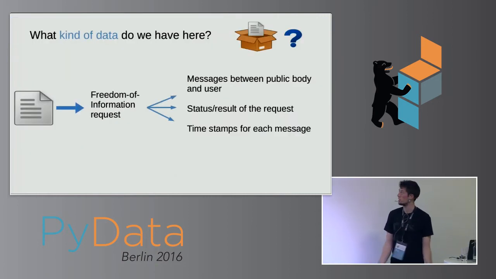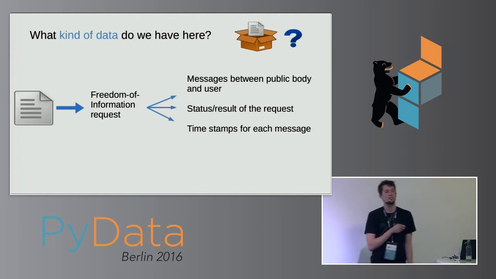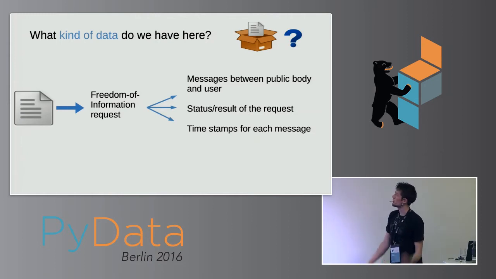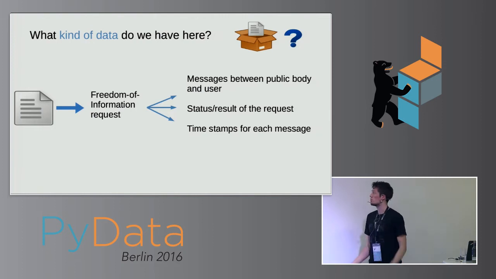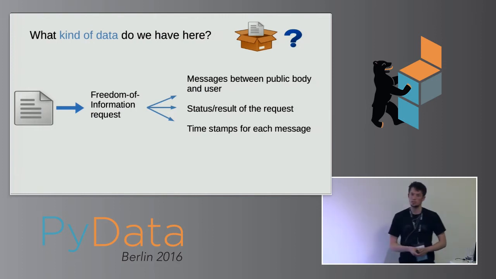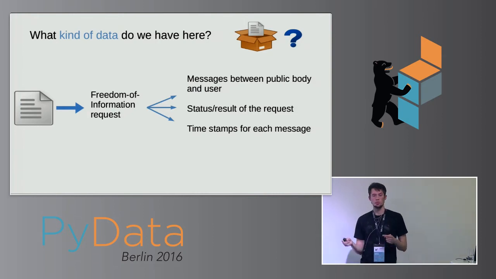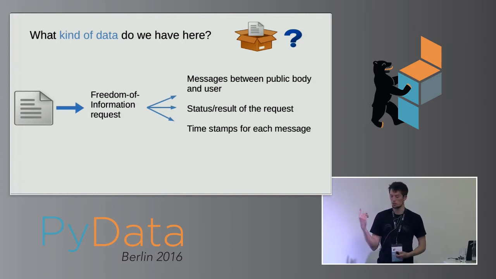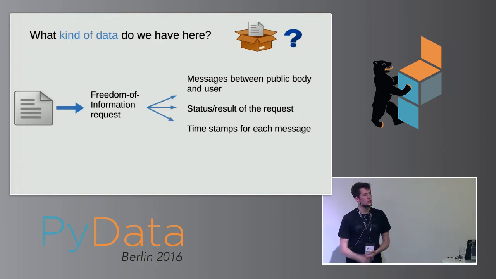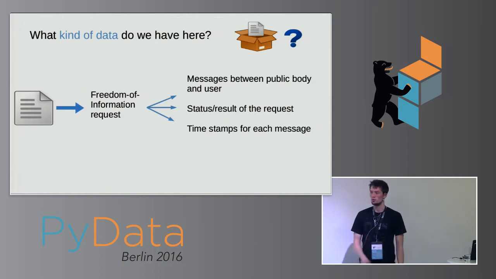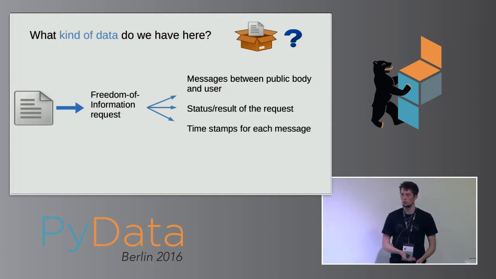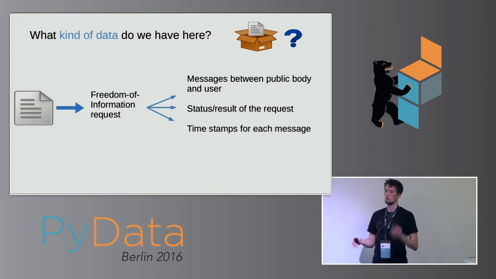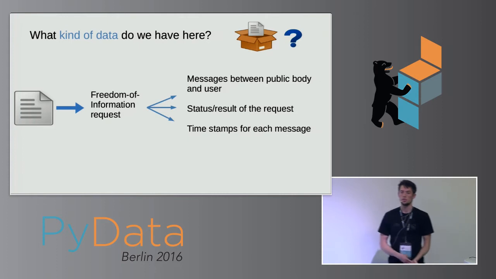So first, what kind of data do we have? We have a collection of freedom of information requests, and each request consists of all the messages that went between public body and the user. Usually this website sends automatically an email to the public body, and usually the public body sends a mail back to the user, which he has to scan and then uploads to the website. But in the end, you have the whole process transparent on the website.